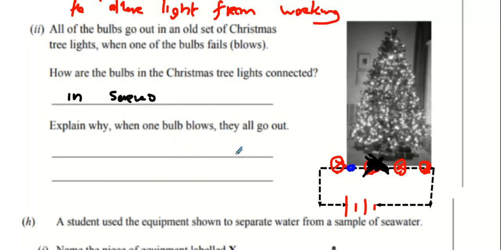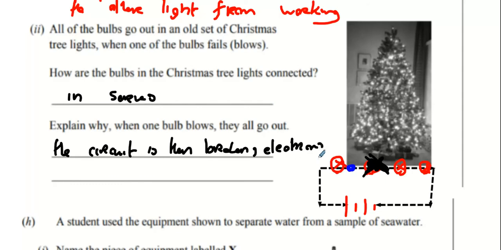Explain why when one bulb blows, they all go out. The circuit is broken. Electrons are unable to travel around the full circuit.